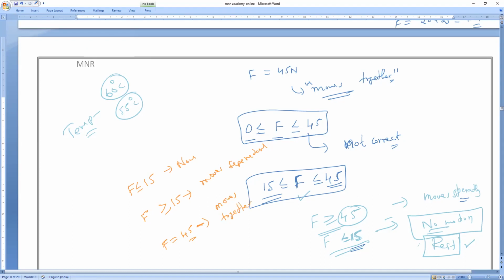If they move together, then by that time is it static friction or kinetic friction? Static friction. But here, moving separately means the acceleration is variable. So they will move separately. They move separately means static friction or kinetic friction? Kinetic friction. Okay.